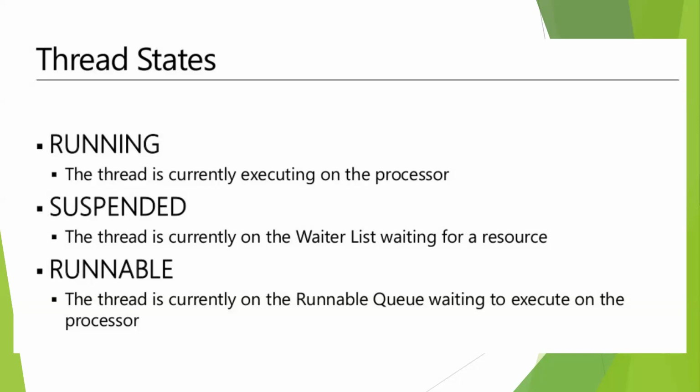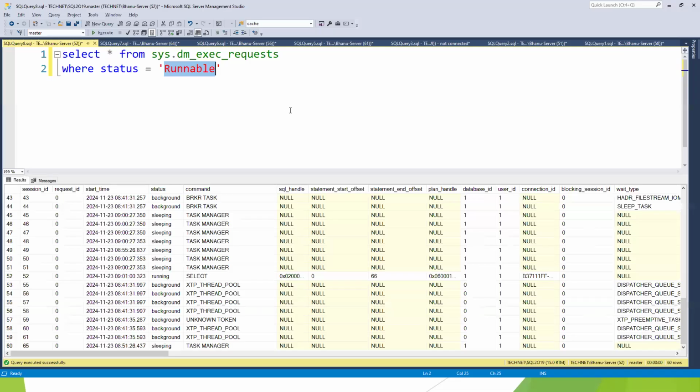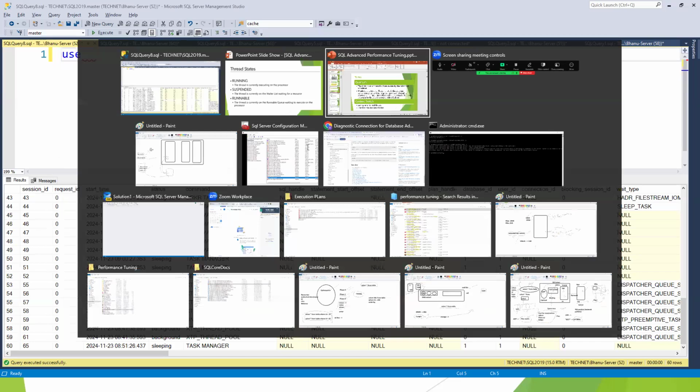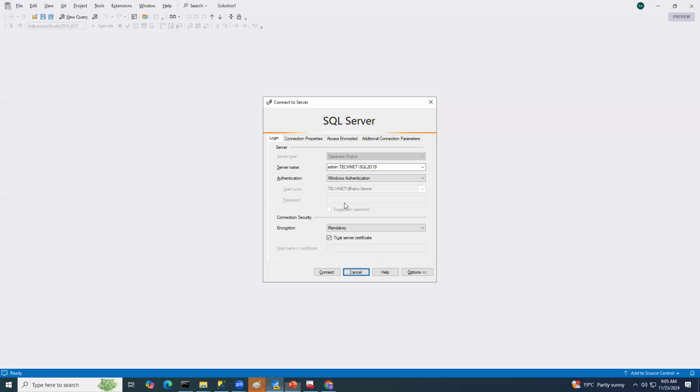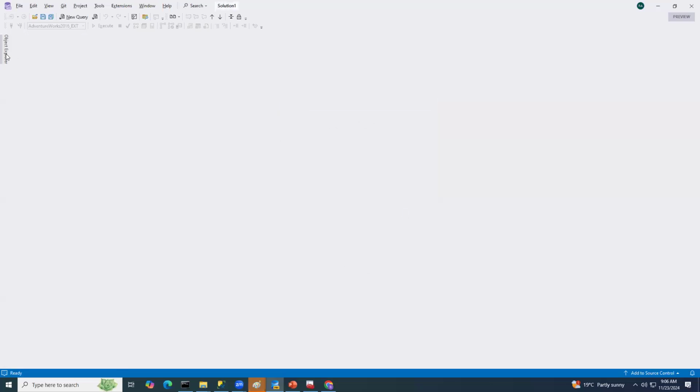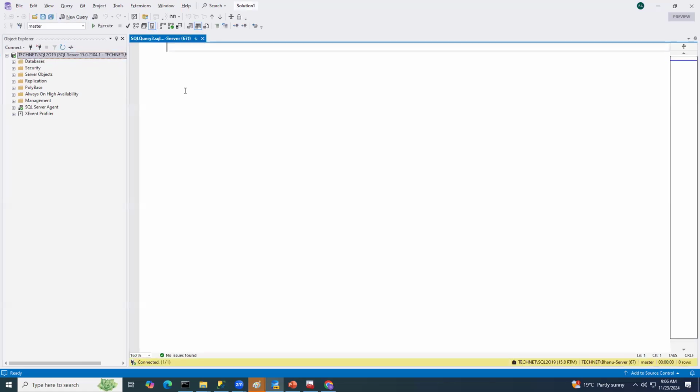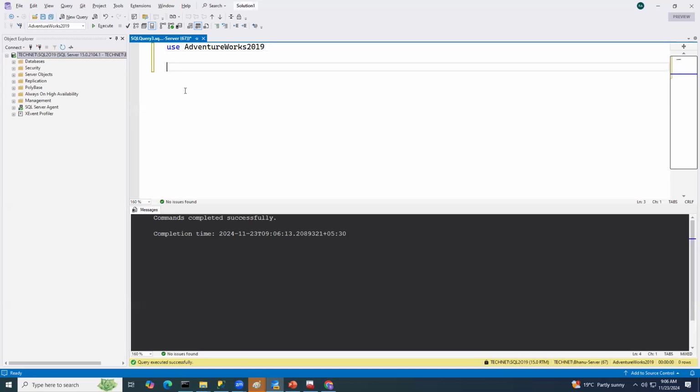Suspended: if the thread is waiting for some resources, for example, so don't worry about what I'm doing here, but I will use it. How many of you already use SSMS 21 preview? This is the recent one. So let's say, for example, I'll just use begin, update.